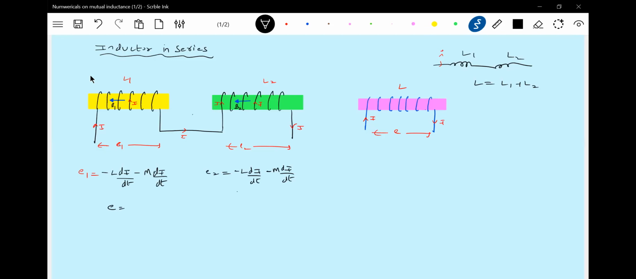So what is the effective EMF? This one, E, should be equal to E1 plus E2. I'm replacing these two with an equivalent solenoid. So what is E? Looking at this, what is E? Minus L di by dt. Let me substitute here. Minus L di by dt equal to minus L1, sorry.